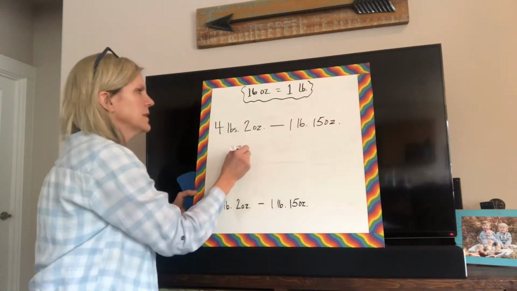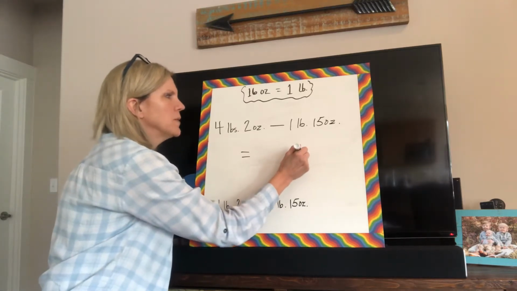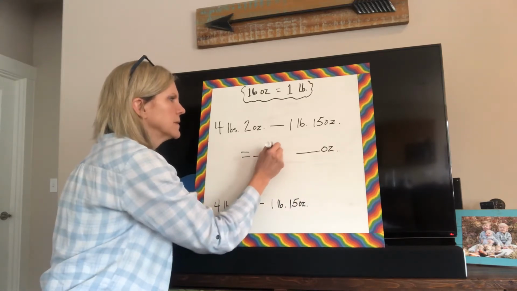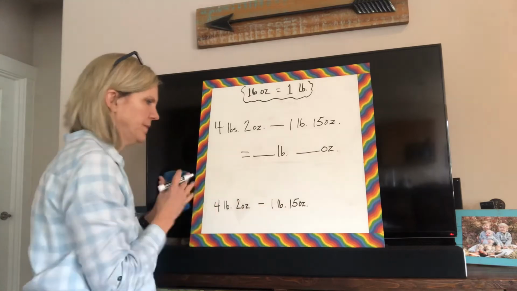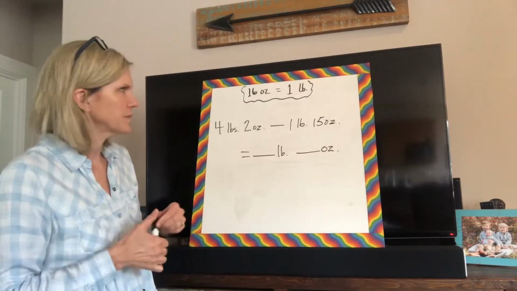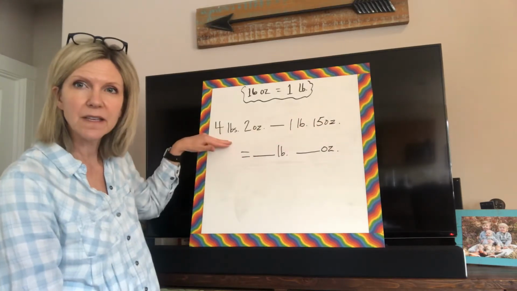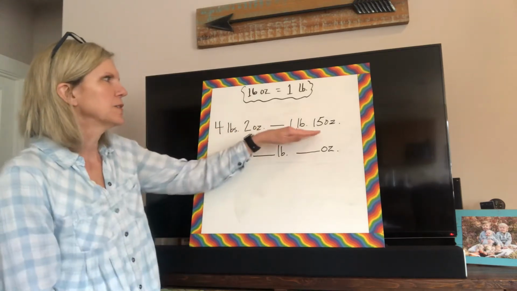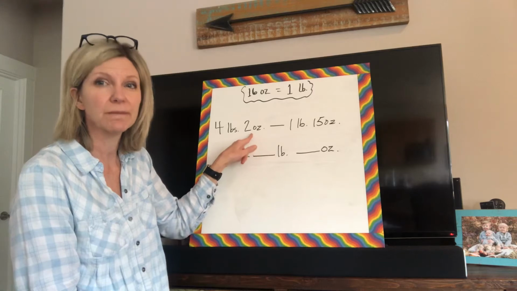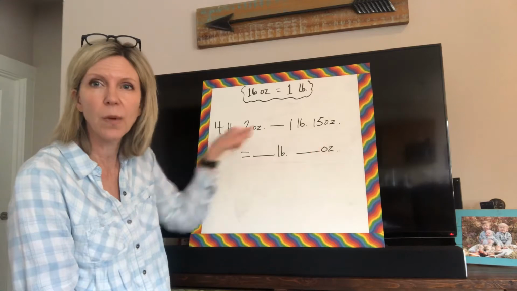Okay, what does that equal? Well, it's probably going to equal some ounces and some pounds. Okay. So let's look at our ounces first. Remember, we're taking this out of this, okay? So we're taking 15 ounces out of 2 ounces. Oh dear, can you do that? I don't think so. You can't take 15 away from 2.